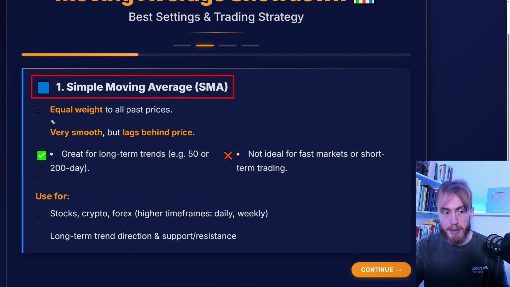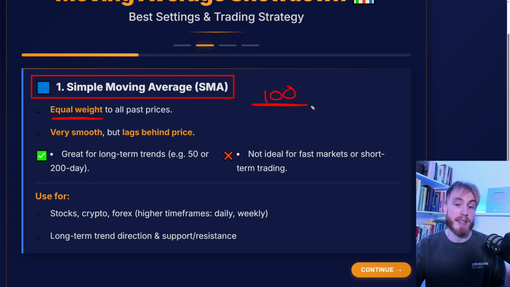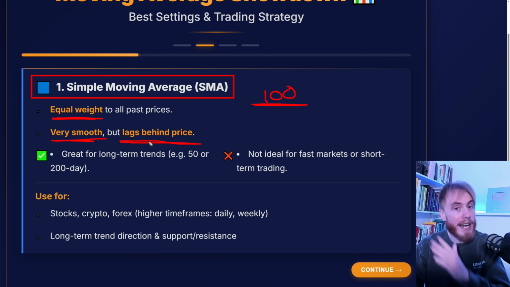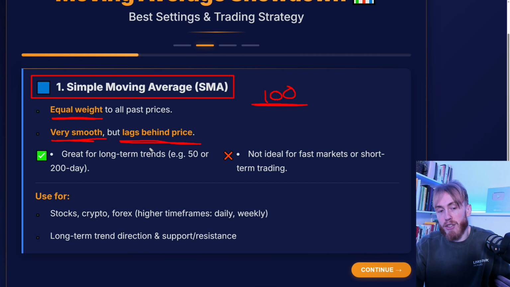But first of all, what is the simple moving average? Well, it's a moving average that gives equal weight to all past prices. So if you, for example, have a 100-day simple moving average, this will just be an average price of the last 100 days. And this moving average is very smooth, but it will have lots of lag. So it will not react that fast. And that is a reason why it might not be very useful, for example, for short-term traders. But here, it can be a great tool for long-term trends.